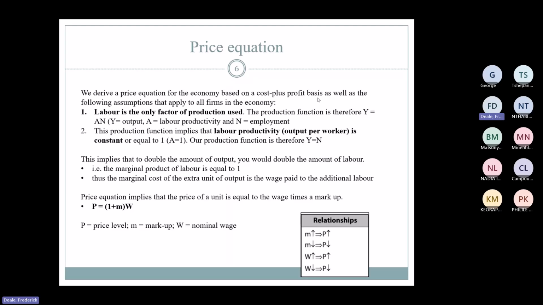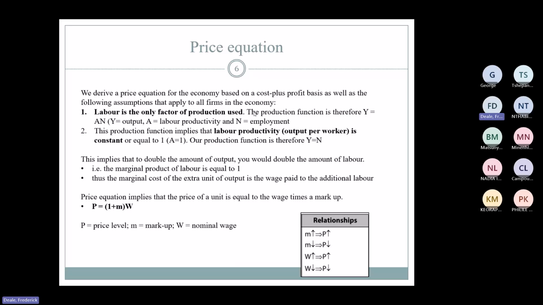If any of you do go further with your economics degrees, you'll learn much more complex models. But the assumption is a cost plus profit basis, right? So what a firm does is they look at what something costs them and they add a markup to that. So we'll see that when we get to this equation at the bottom. Some simplifying assumptions. So we say labor is the only factor of production used. So we only use labor.